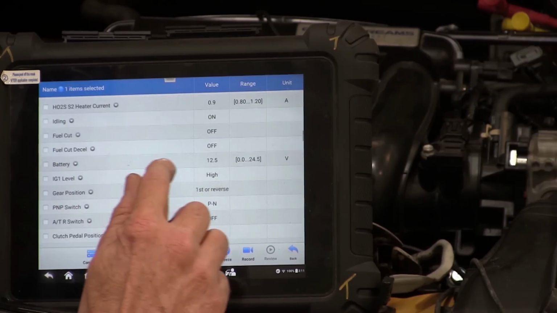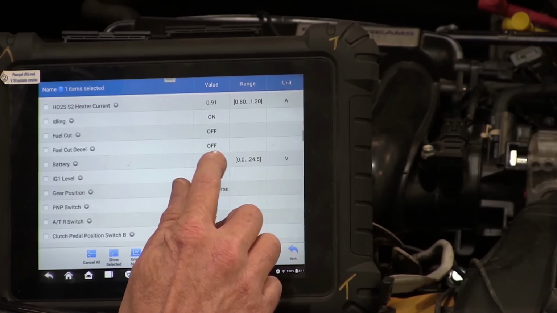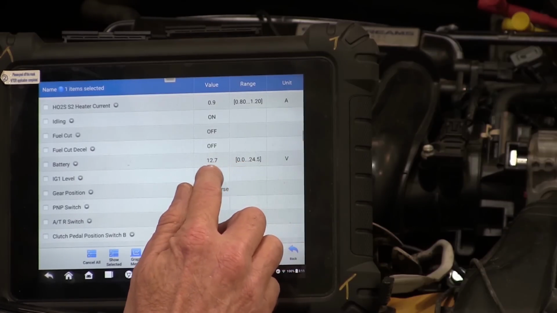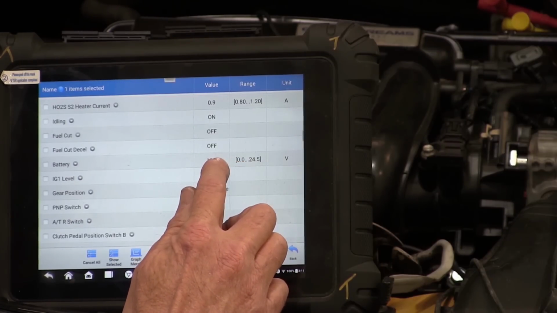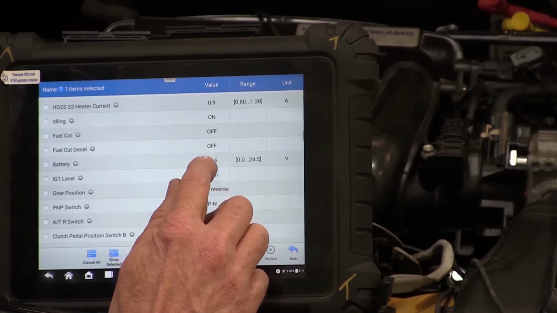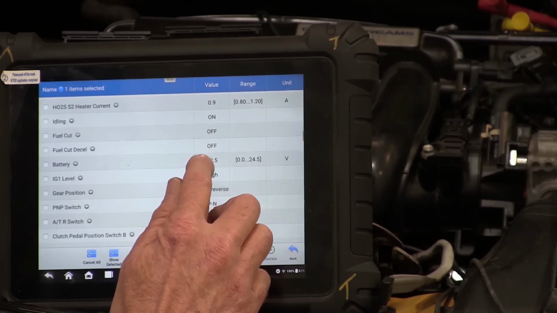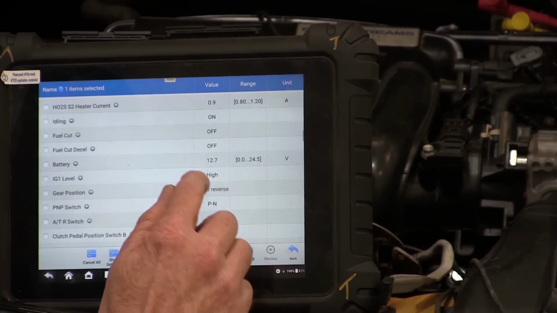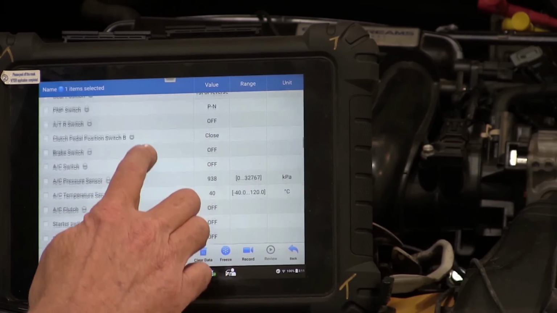Now the battery would be something else I need to be worried about. 12.6 volts at the computer, and right now we don't have much charge, so this is what we have at the battery, 12.6. If the battery voltage is really low at the computer, I don't know on a GDI engine, but on a port engine, that will increase the on time. So I want to look at that because that's something to think about.